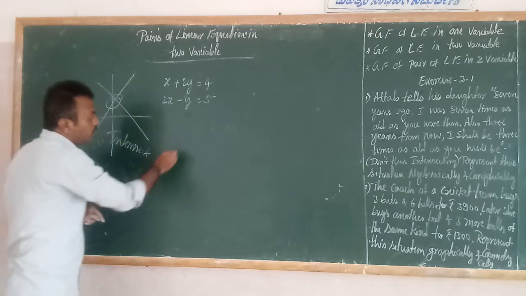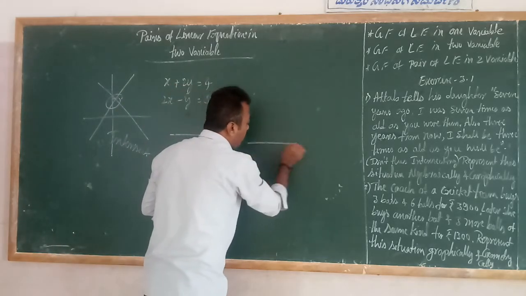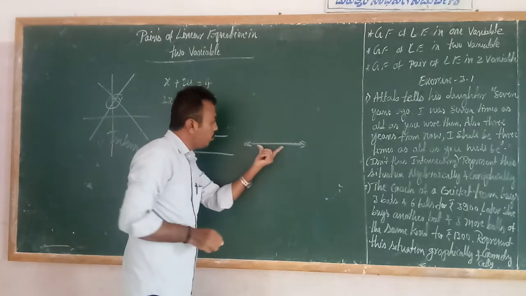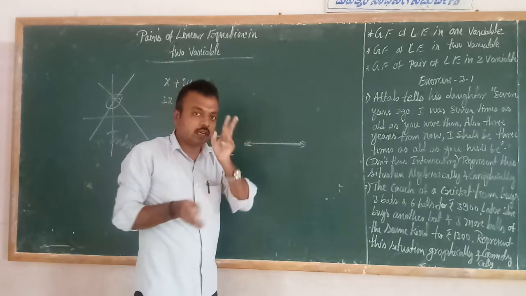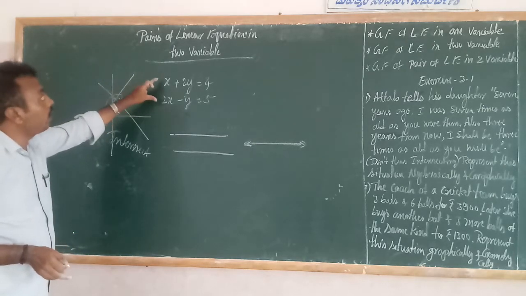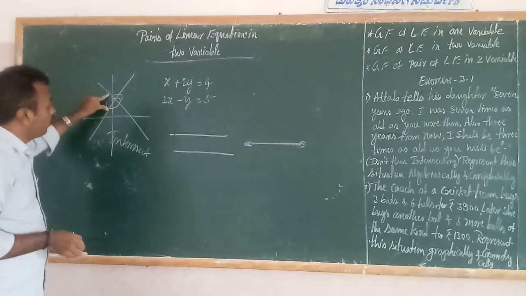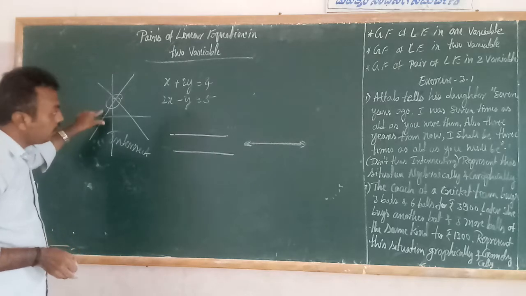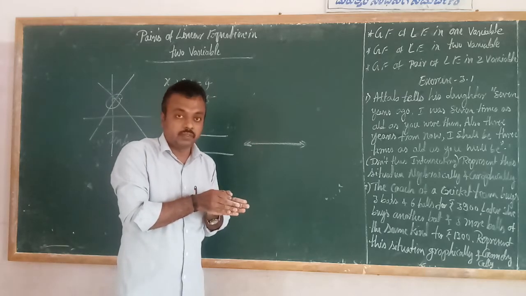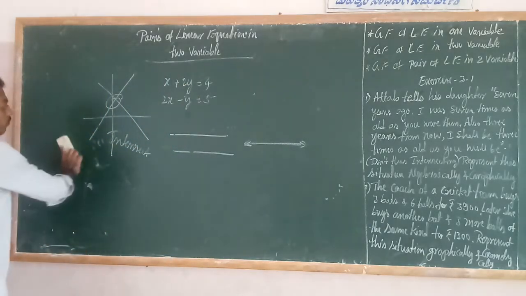Intersecting. Otherwise, sometimes it becomes parallel, or sometimes it becomes overlapping or coincident. So these two lines here, the two lines coincide. So there are three possibilities. If you draw the graph of a pair of linear equations in two variables, there are three conditions: the two lines intersect, the two lines are parallel, or the two lines coincide with each other. So these are the ways a pair of linear equations is represented on a graph.